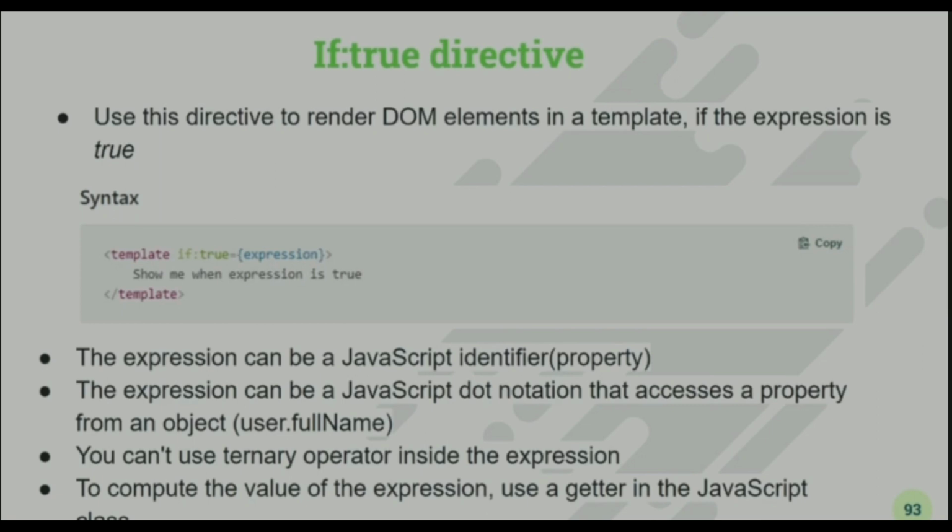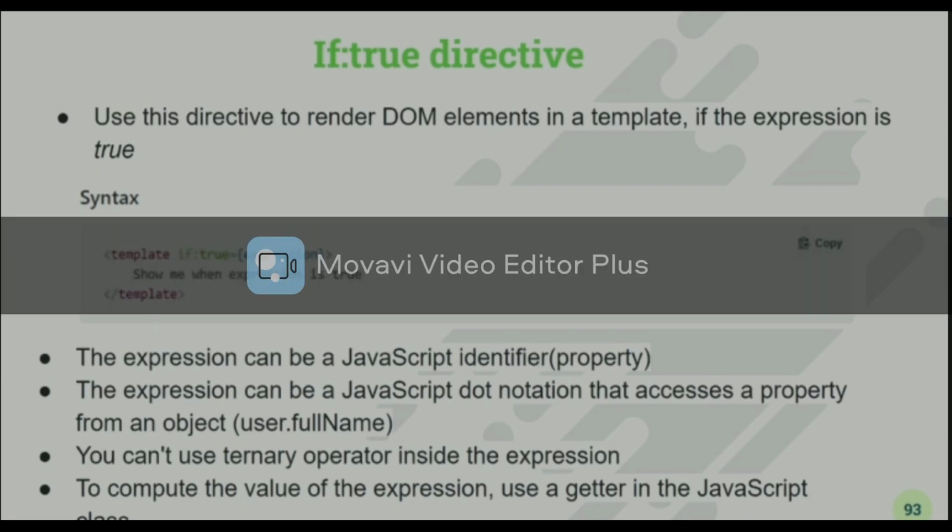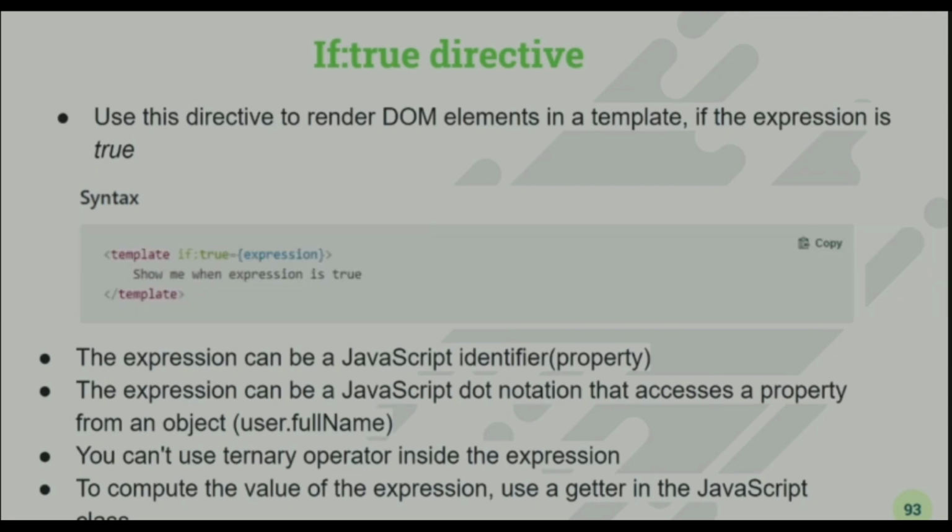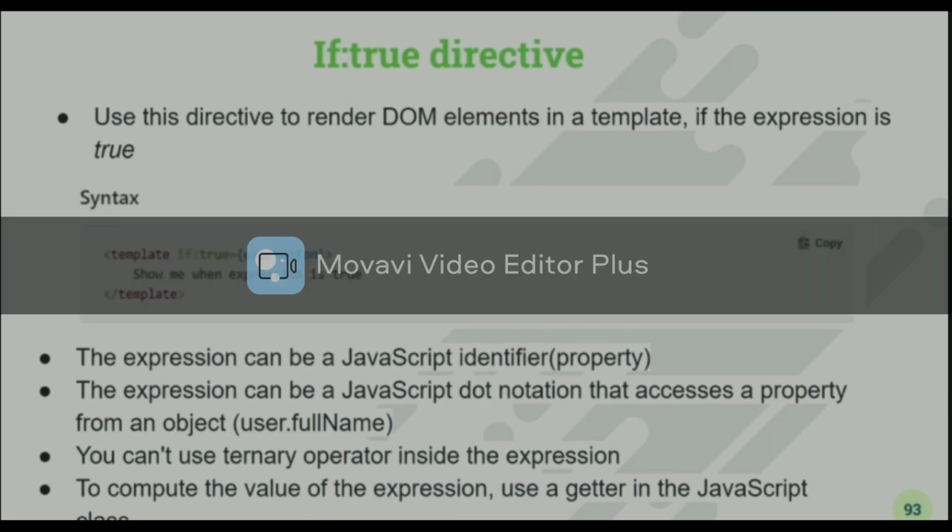This directive also takes an expression. If you see the syntax, I'm applying the directive to the template tag and then checking the expression. This expression follows the same rules that we have seen in the previous videos. The expression can be a JavaScript property. It can be a JavaScript object with the dot notation. You can't use an array, you can't evaluate an expression, and you can't use a ternary operator. You can use a getter in the JavaScript. So this is the if:true directive. Let's go to our code and use it.